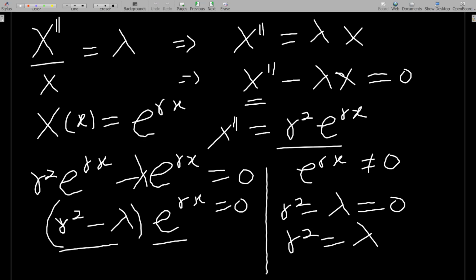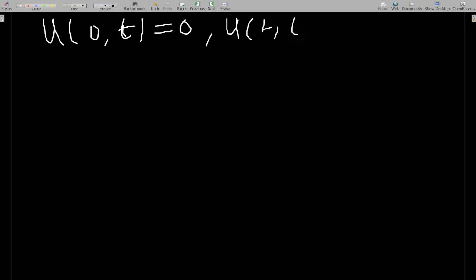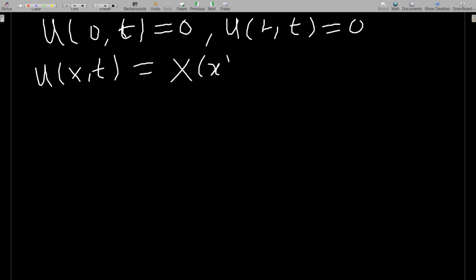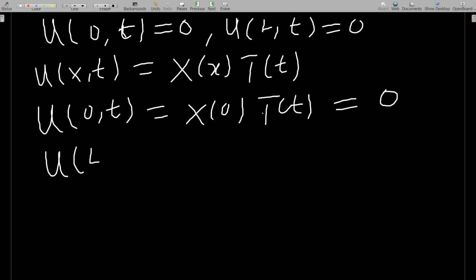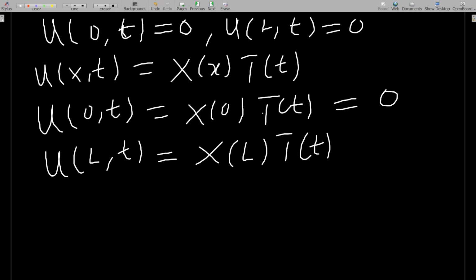Now before we continue, let me say something. Remember that we have the boundary conditions: u of 0 comma t is equal to 0, and u of l comma t is also equal to 0. But we said that u of x,t should be equal to X of x times T of t. This shows that u of 0 comma t will be equal to X of 0 times T of t, and we are saying this should be equal to 0, and u of l comma t should also be equal to X of l T of t, equals 0.